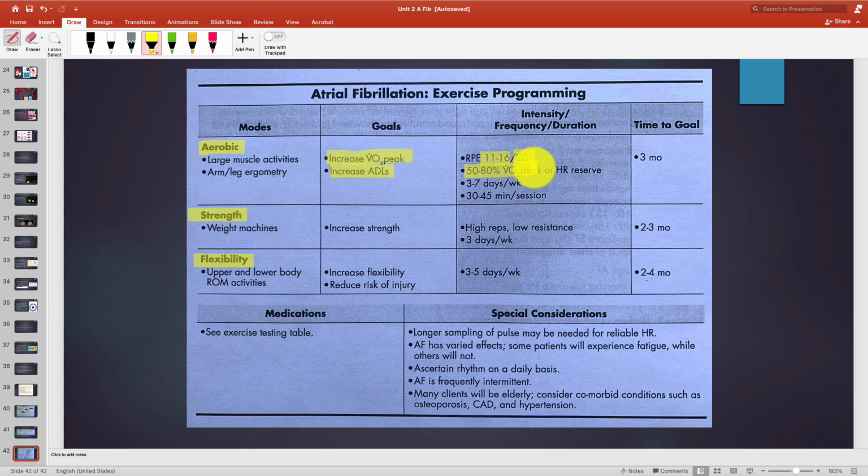VO2 of about 50 to 80%. So what would that look like? I'm sorry, let me restate that. Not 50 to 80%. 50 to 80% of their VO2 peak.